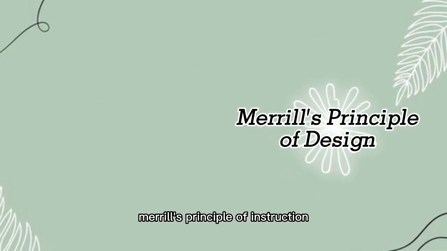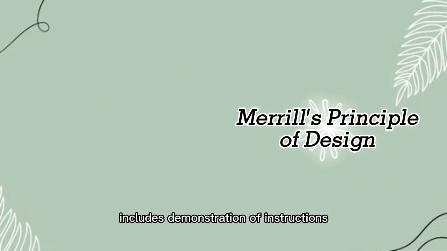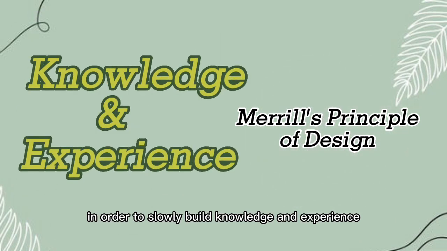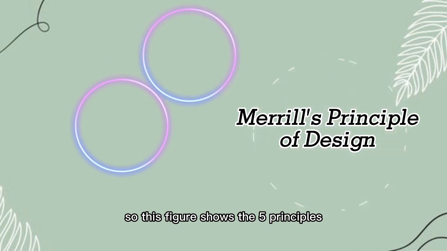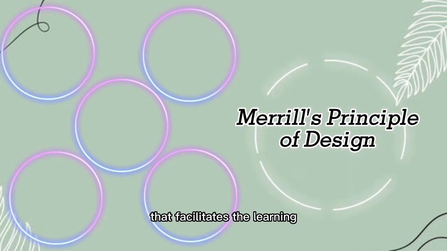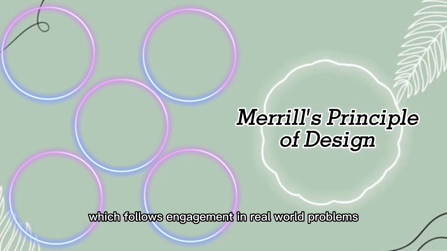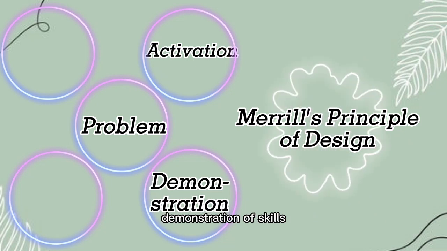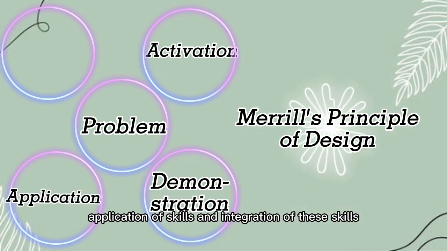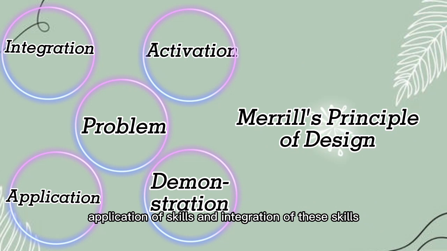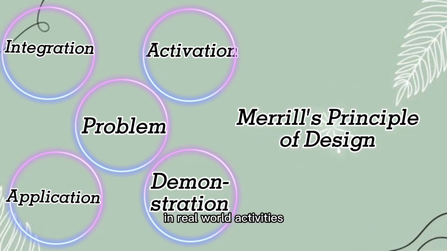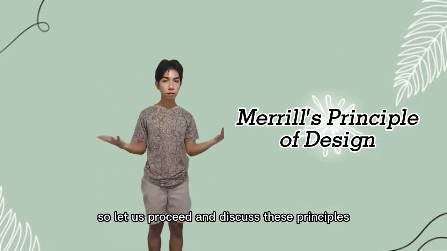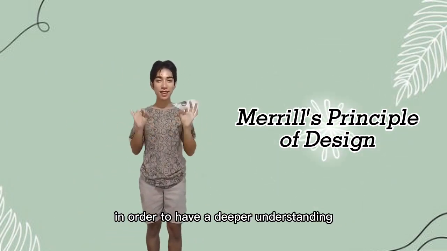Merrill's principles of instruction include demonstration of instructions in order to slowly build knowledge and experience. So this figure shows the 5 principles that facilitate learning, which follows engagement in real-world problems. So: activation of prior experience, demonstration of skills, application of skills, and integration of these skills in real-world activities. So let us proceed and discuss these principles in order to have a deeper understanding.